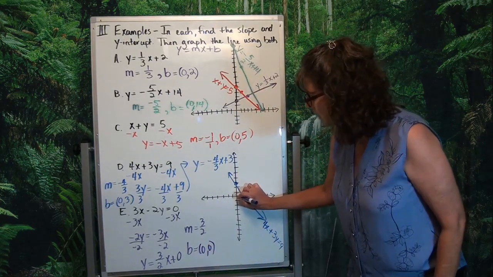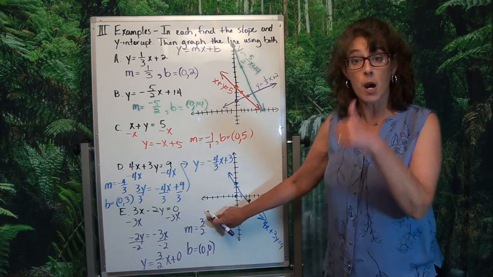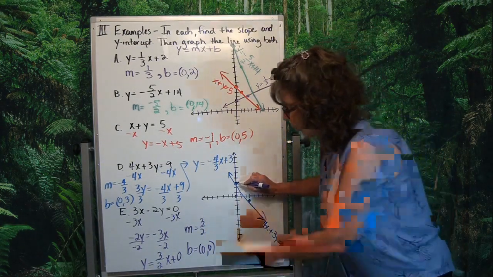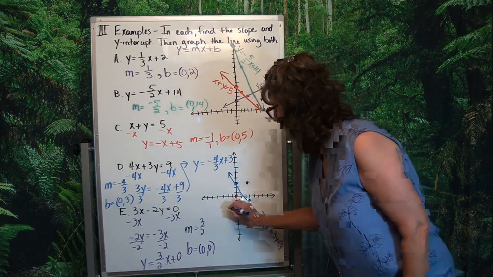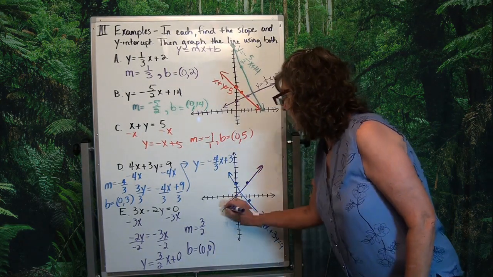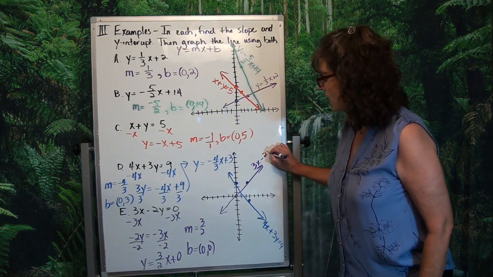So this is going to start here at (0, 0). My slope of 3/2 means rise 3 up because it's positive: 1, 2, 3. Run to the right 2 because it's positive. There we go. And that gives me the line for 3x minus 2y equals 0.